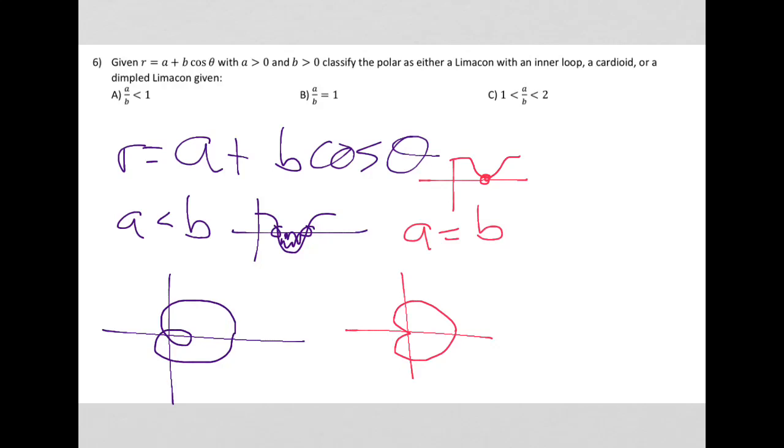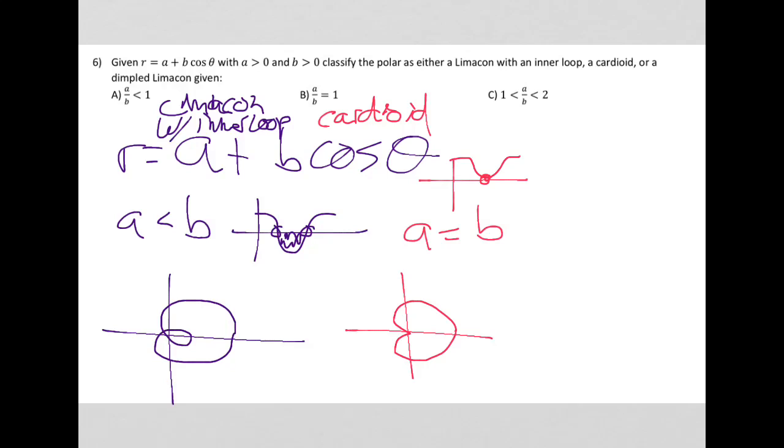Oh, the first one, did I say it? I said limacon inner loop. Wow, that could not be sloppier. Limacon with inner loop. Can you read it? I don't know. Was it worth writing? I don't know. Here's a cardioid right there.